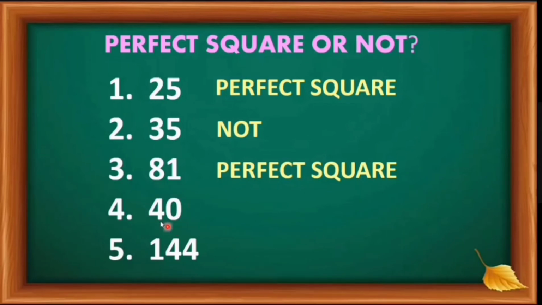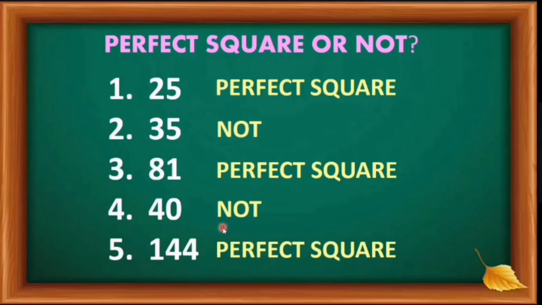So therefore, 40 is not a perfect square because the square root of 40 is not a whole number. How about 144? Is 144 a perfect square? Yes, 144 is indeed a perfect square because if we multiply 12 by itself, 12 times 12, that would be 144. And the square root of 144 is 12. So therefore, it is a perfect square.